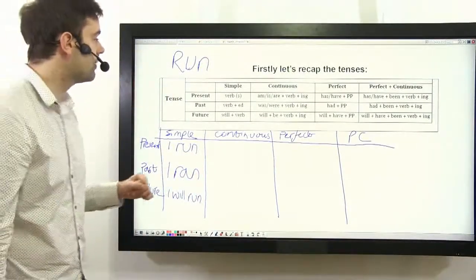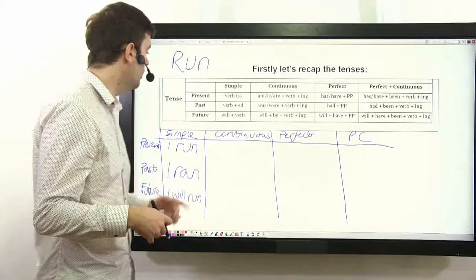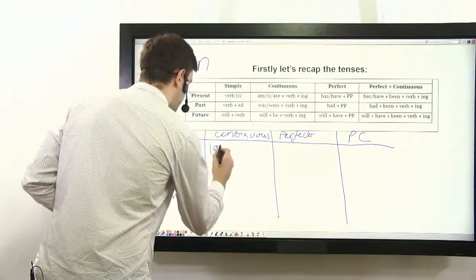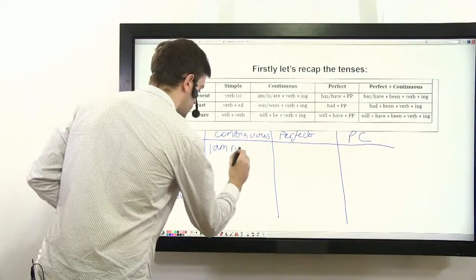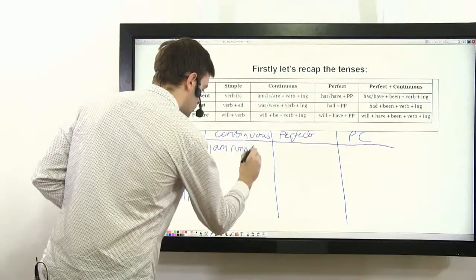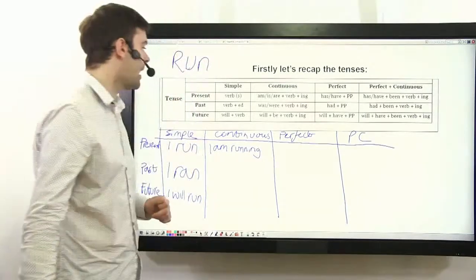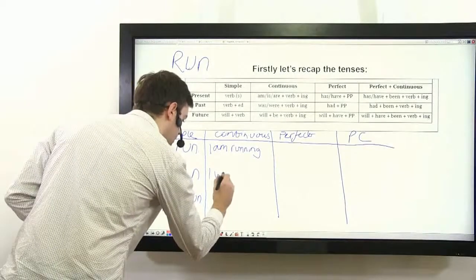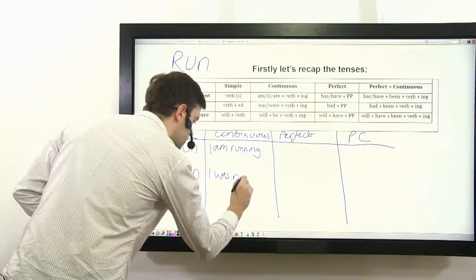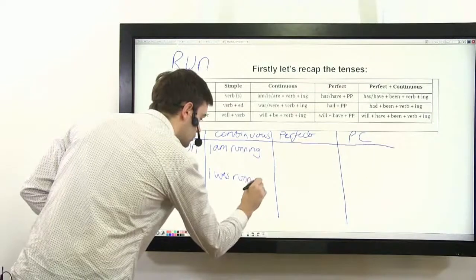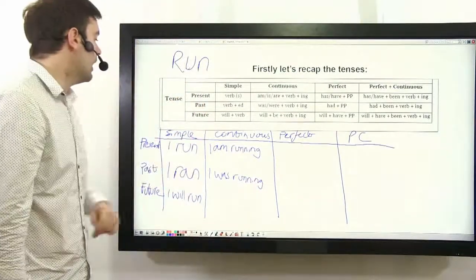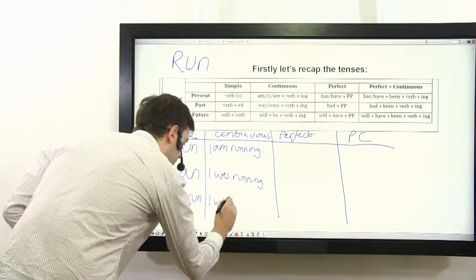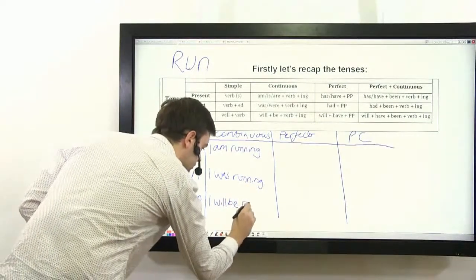The continuous, when the action is ongoing, we have the present. I am running. The past, I was running. And the future, I will be running.